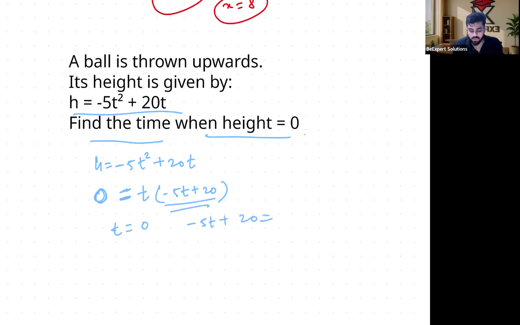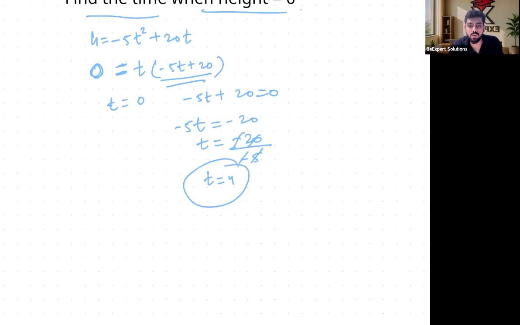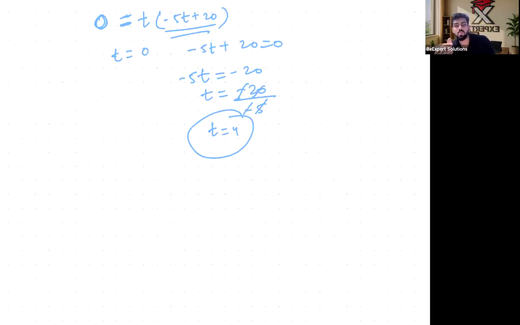Then you will equate and figure out that minus 5t is minus 20, and t is minus 20 over minus 5, which gives you 4. So t is 4 here. So you have two values, t equals 0 and t equals 4. Okay, these are the two values that you will be getting. So that means the ball hit the ground at 4 seconds.